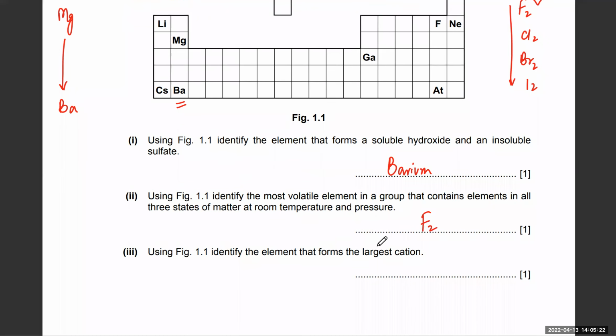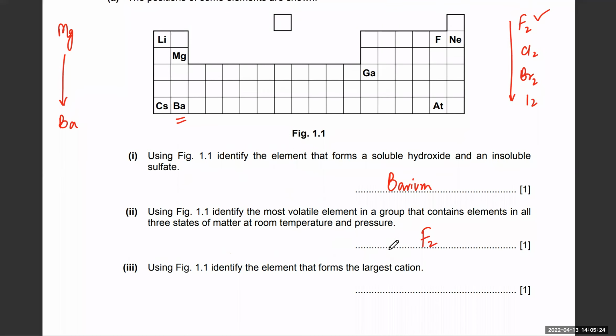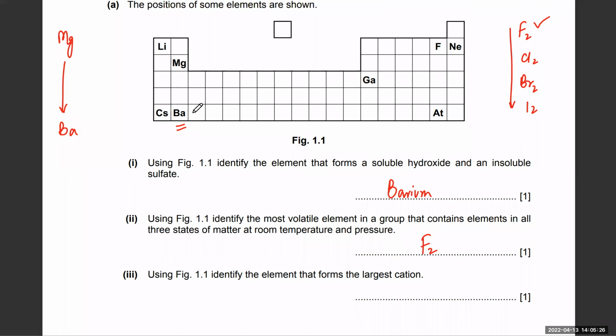Then identify the element that forms the largest cation. So the largest will be the bottom one. You can remember the bottom ones have bigger shells. He's talking about cations, and cations are formed by metals. So it's going to be either cesium or barium. And the answer to this is going to be cesium.